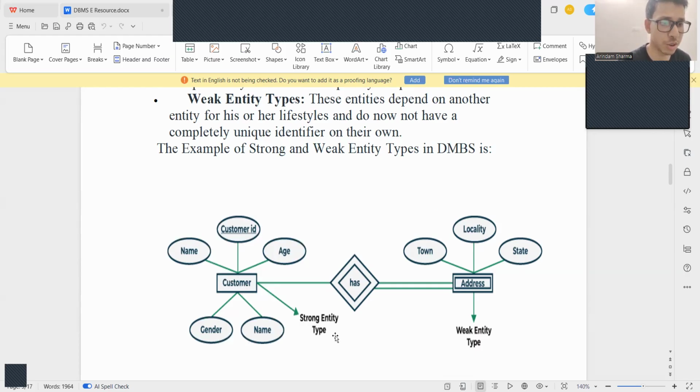So this is a strong entity type. The customer has the address here. An address might have town, locality, state. This is a weak entity type. Okay, these all are weak, and this is strong.